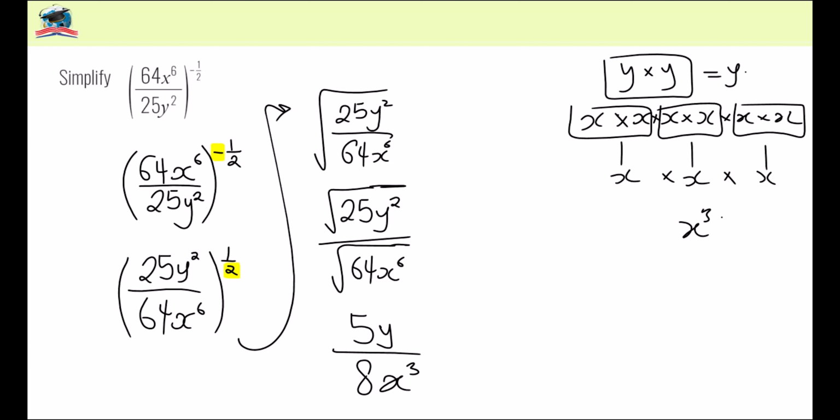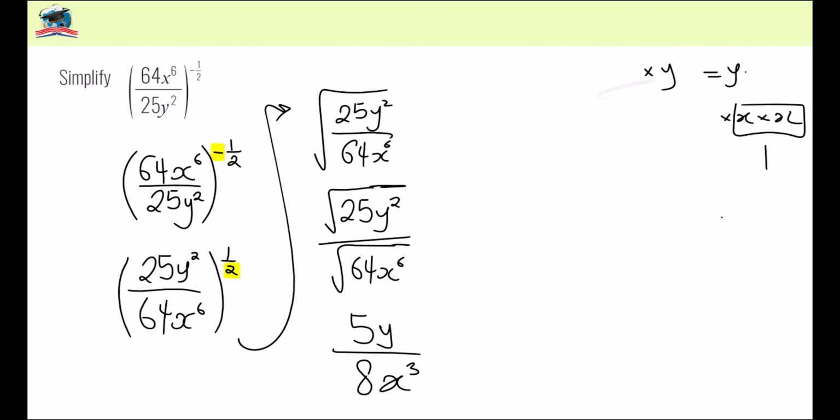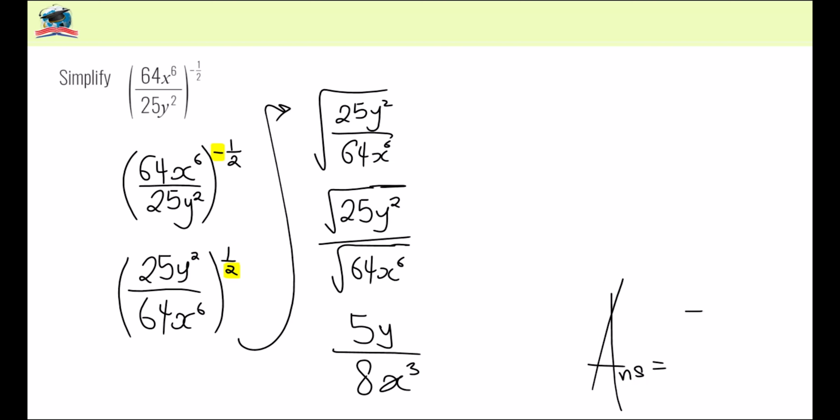Let's tidy up. This is just to show you how we got to x to the power of 3. You don't need to write this in your workings. If you do, you're going to lose marks. So here we have our answer. Our answer is 5y all over 8x to the power of 3. Beautiful.